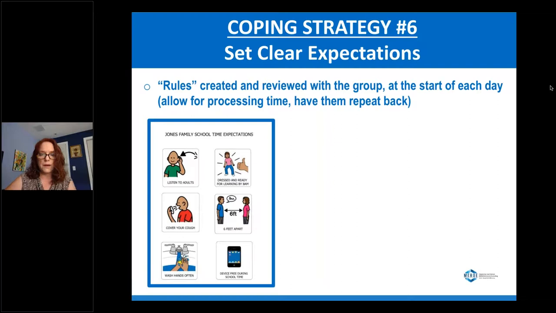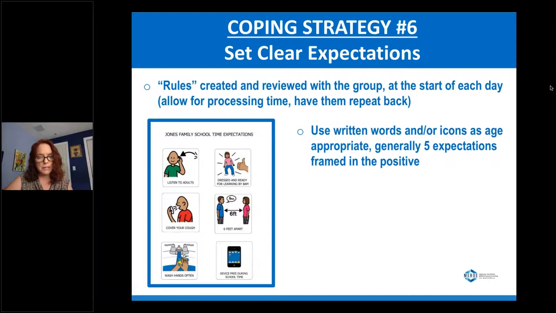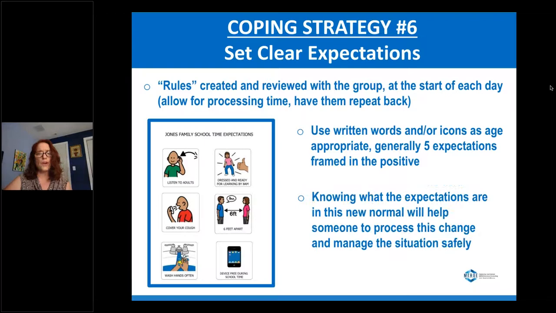So again, we want to use words or icons, pictures. You want to keep it age appropriate. Generally around 5, you don't want to have a list of 20. And you don't want just one or two that are too broad that it's just hard to get a concept around that. And they're always framed in the positive, what you'd like to see, as opposed to don't do this, stop doing this, you're not supposed to do this. We want to say what we'd like to see. And then knowing what the expectations are in this new normal will help someone to process this change and manage the situation safely.